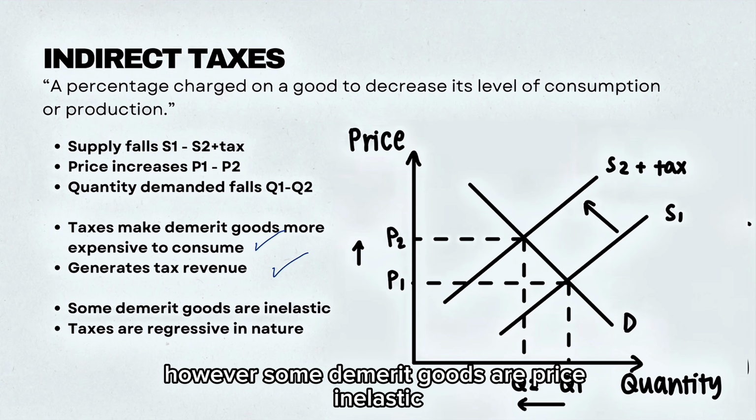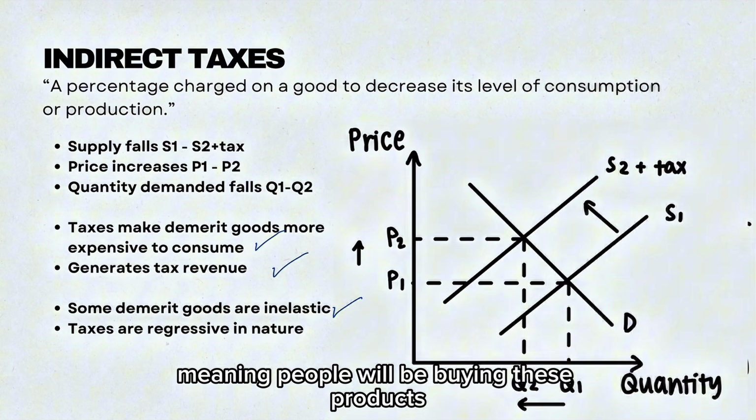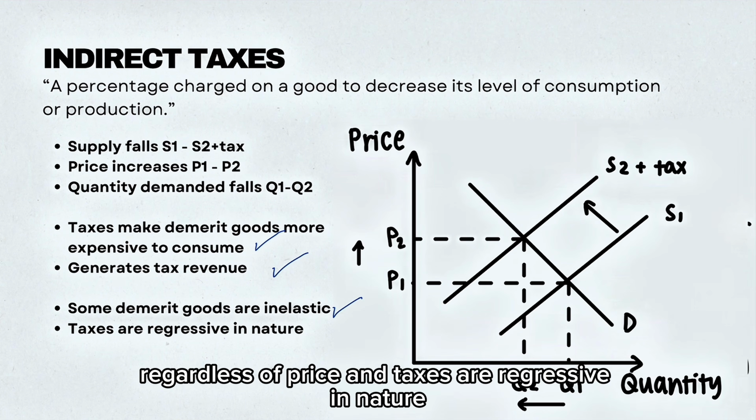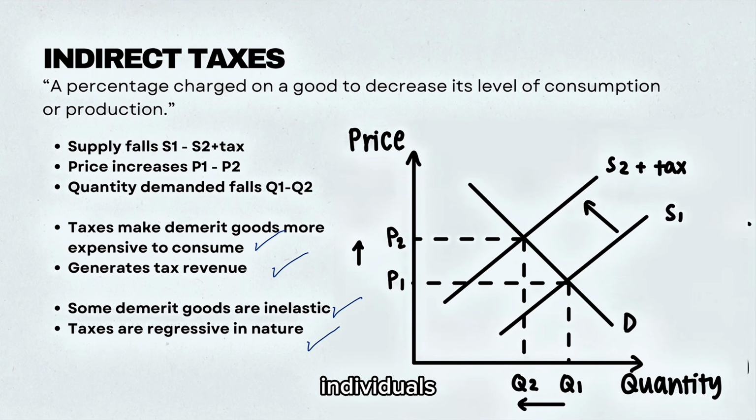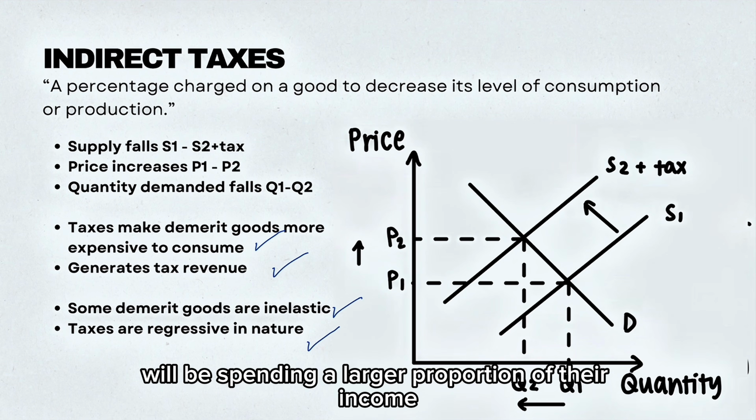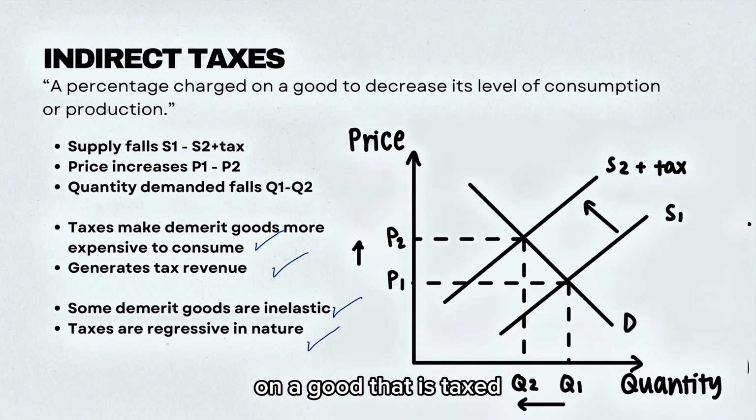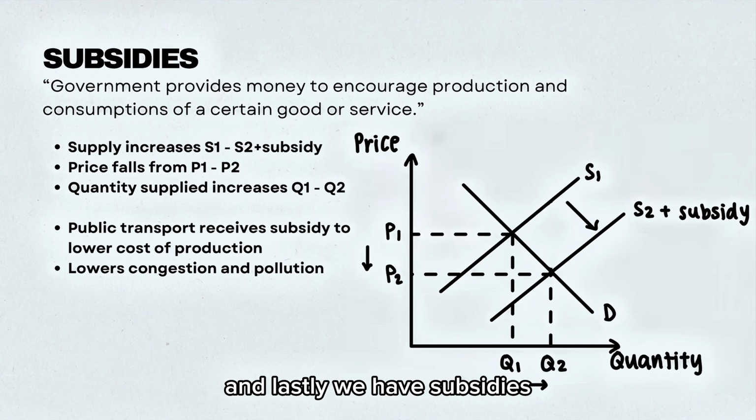However, some demerit goods are price inelastic, meaning people will be buying these products regardless of price. And taxes are regressive in nature, meaning low-income individuals will be spending a larger proportion of their income on a good that is taxed. And lastly, we have subsidies.